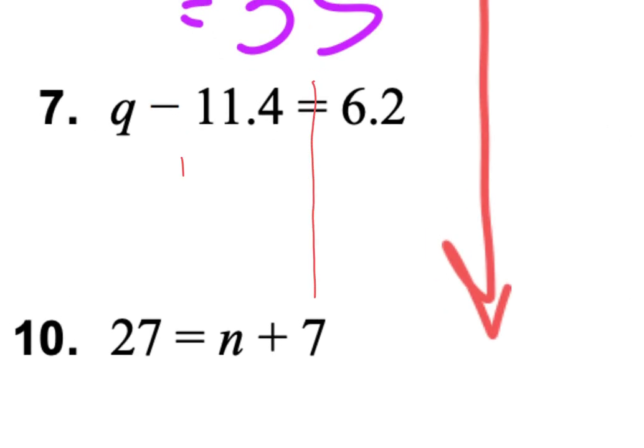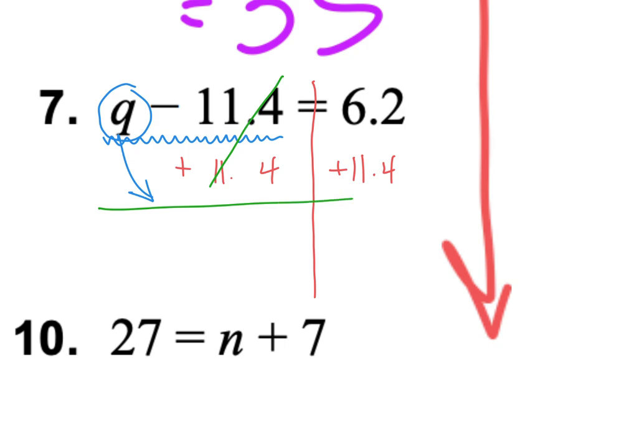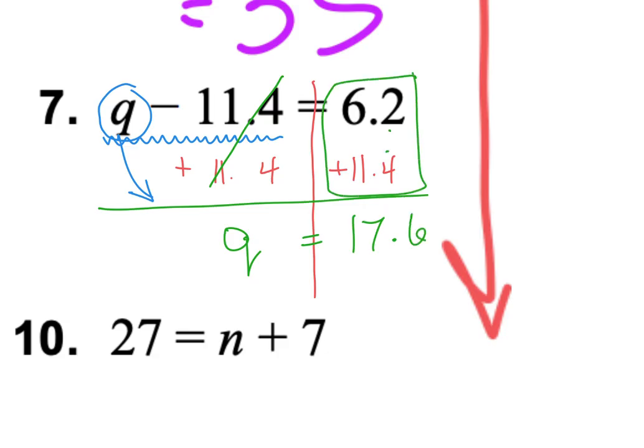So I'm going to add 11.4. I'm going to add 11.4. Why am I adding? Because over here, Q is being subtracted by 11.4. And in order to get Q by itself, we want to get rid of 11.4. And now we've done it. And we have Q equals 17.6. How did I get that? You just add. 4 and 2 make 6. 6 and 11 make 17. So Q equals 17.6.